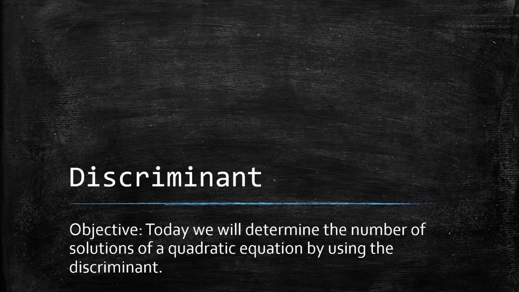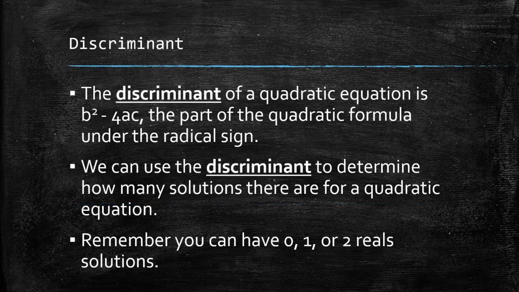Today we will determine the number of solutions of a quadratic equation by using the discriminant. The discriminant of a quadratic equation is b squared minus 4ac, that's under the square root symbol within the quadratic formula. We can use the discriminant to determine how many solutions there are for any quadratic equation. Remember that our options for a quadratic equation are no real solutions, one real solution, or two real solutions.